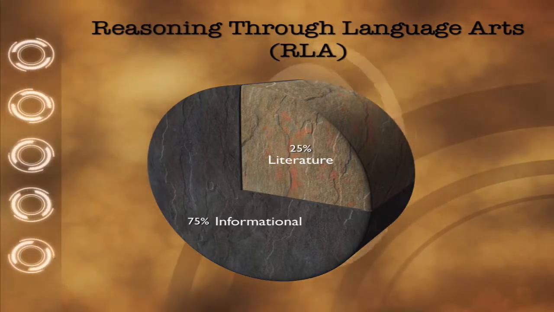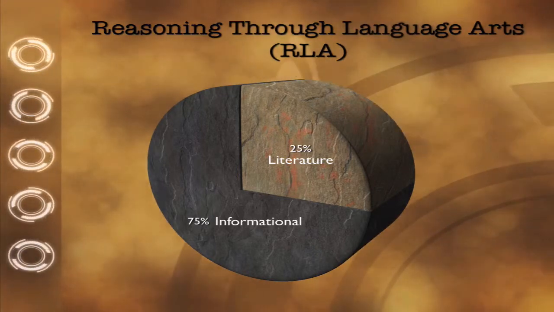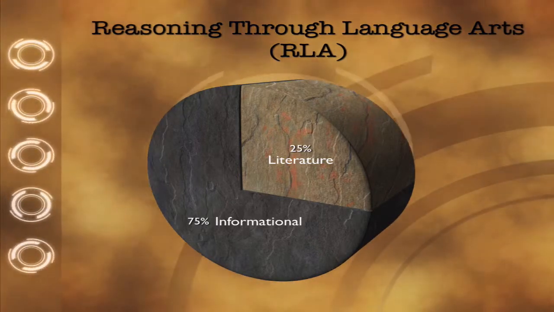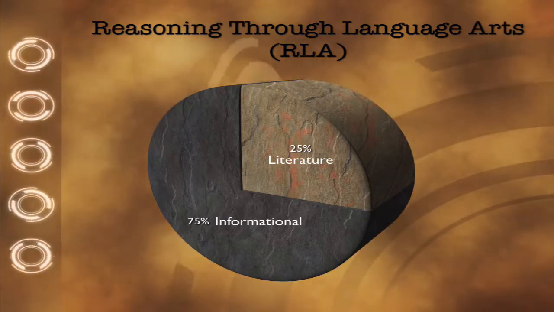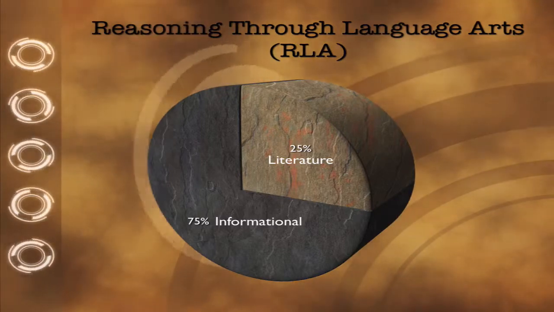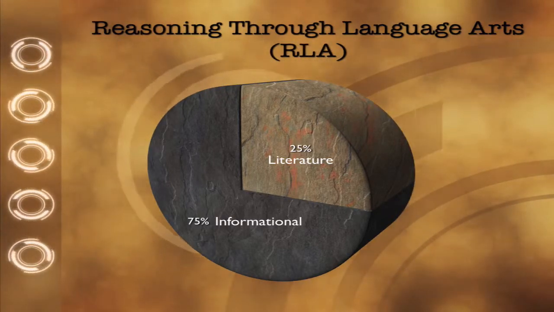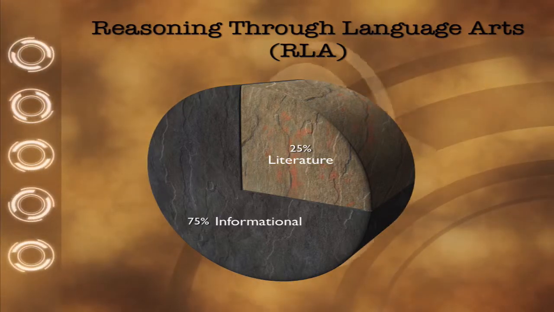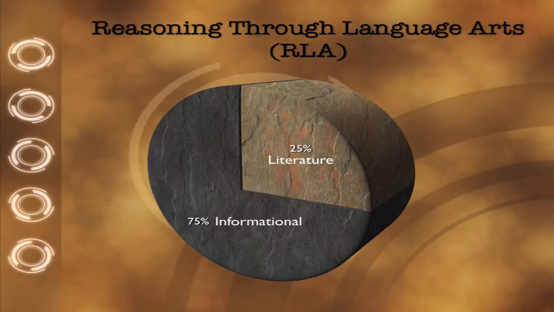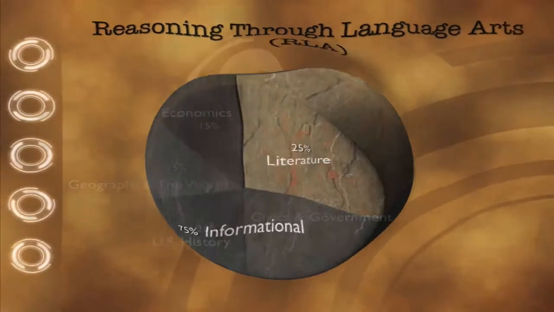Now, 3/4 or 75% of this test is actually going to be informational. So you think about this as everyday stuff that you do, like reading an employee manual, newspaper, or a magazine, where you'll be asked questions like what's the main point of the author, what's the point of view, things like that around everyday informational stuff that you would see in your life. All right, let's take a look at the next test, which is the social studies test.